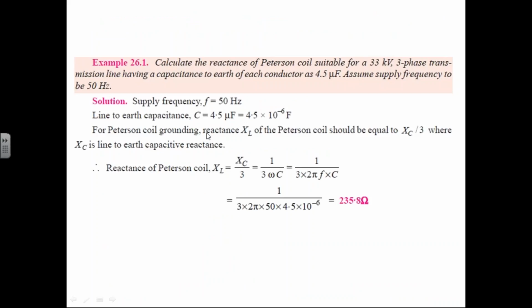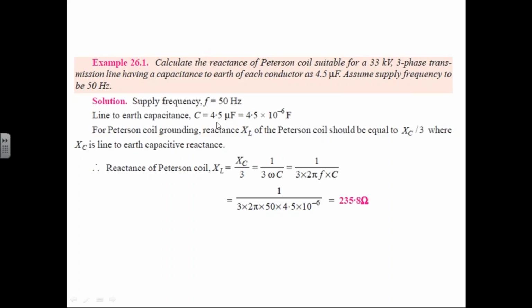Let us start with a numerical. Calculate the reactance of the Peterson coil suitable for a 33 kilovolt three-phase system transmission line having a capacitance to earth of each conductor as 4.5 microfarads. Assume the supply frequency to be 50 Hz. The per phase capacitance is given, and we want to find the reactance, not the inductance. The question asked is the reactance of the Peterson coil.